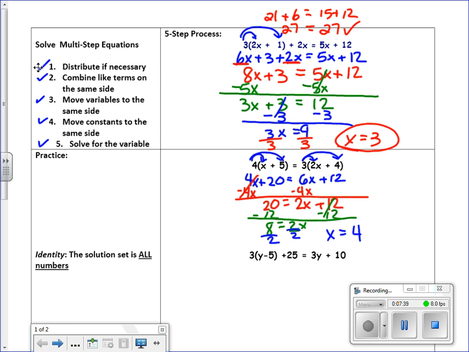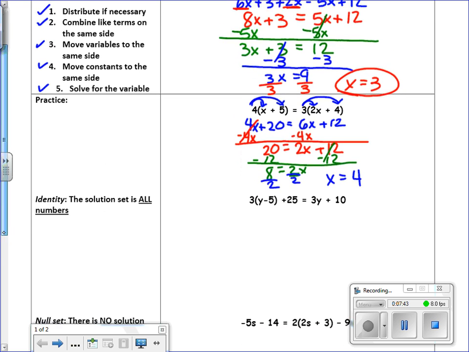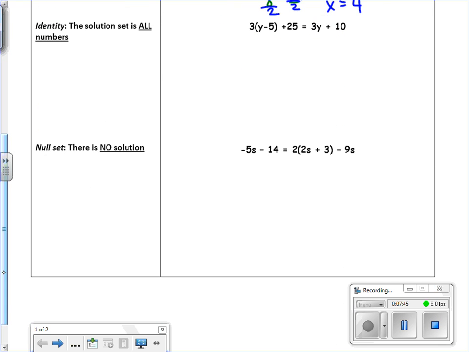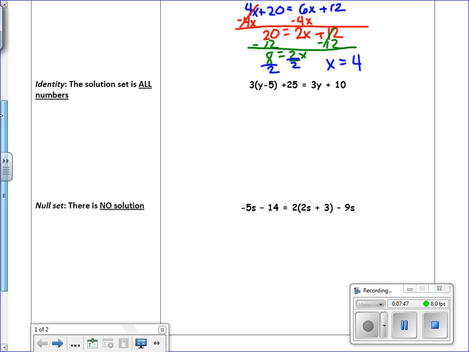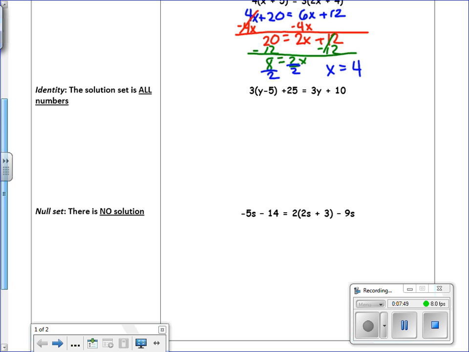Now I want to go ahead and move on. We'll have some extra problems to practice with. But now I want to move on to the next section here, and I want to talk about an identity and a null set.